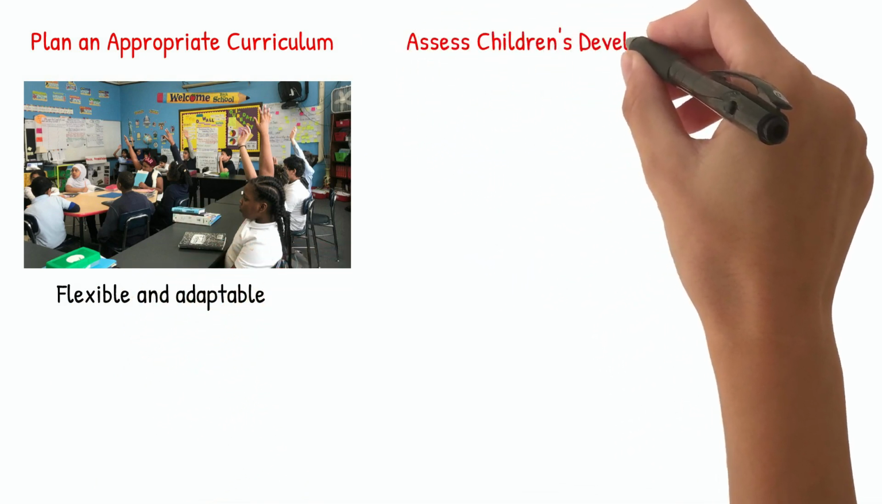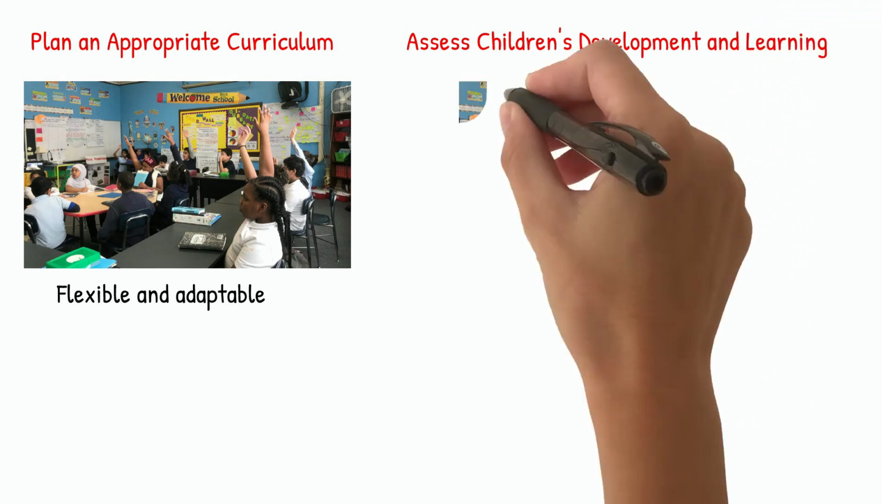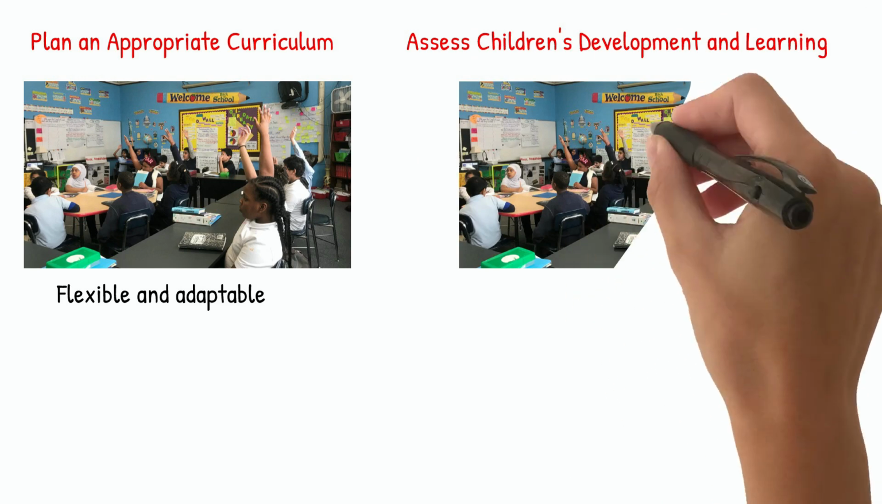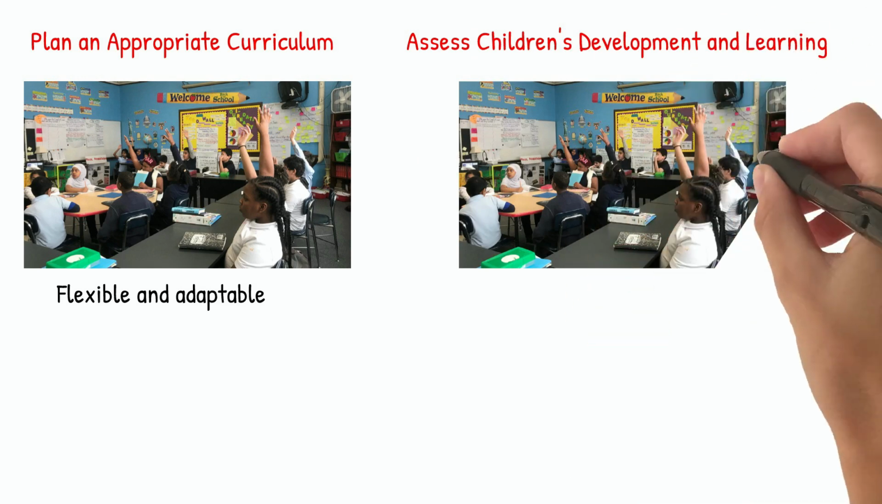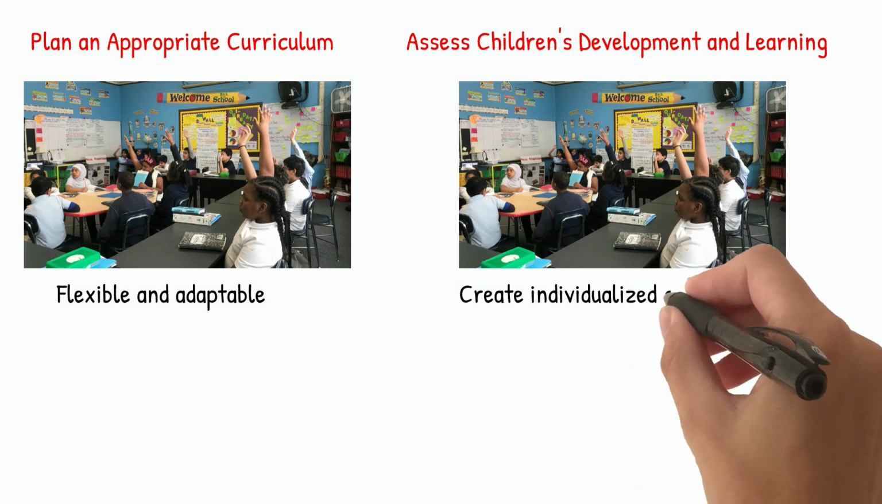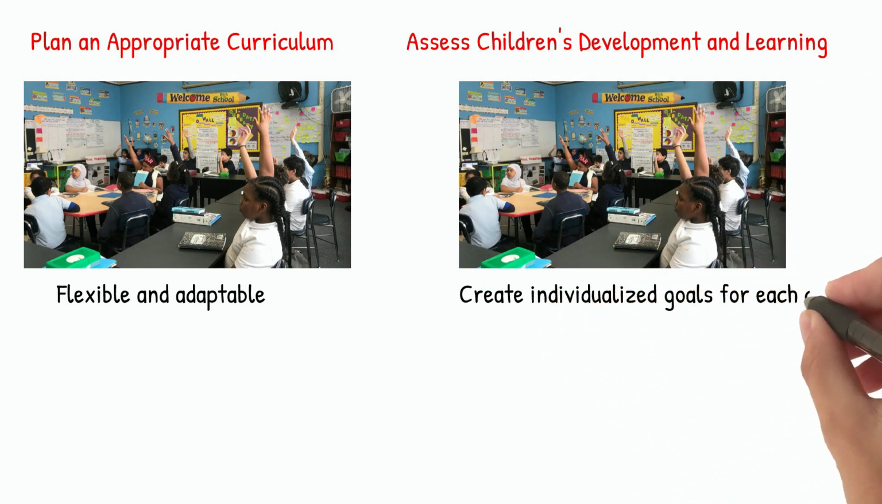4. The fourth goal is to assess children's development and learning. This means that we want to use a variety of assessment tools to understand each child's strengths and areas for growth. We want to use assessments to guide our teaching and to create individualized goals for each child.